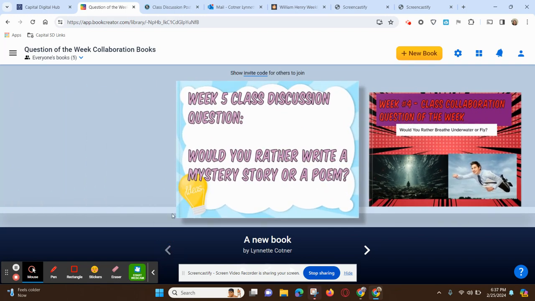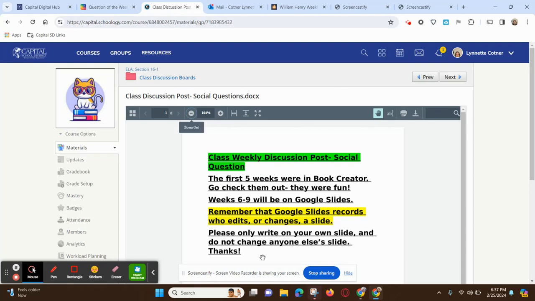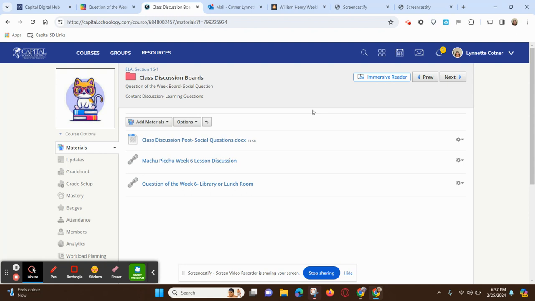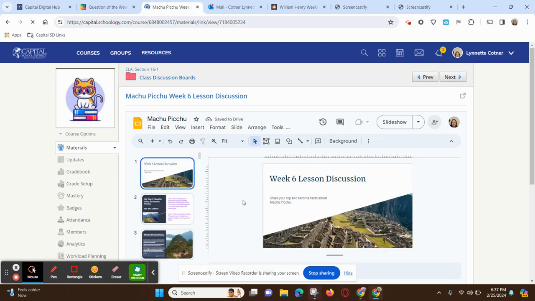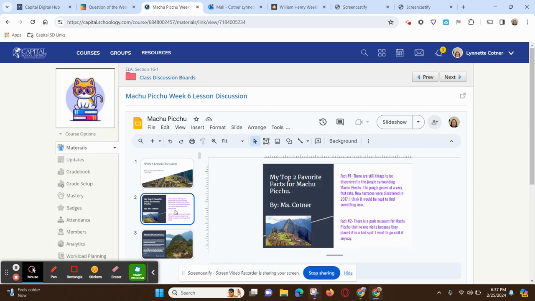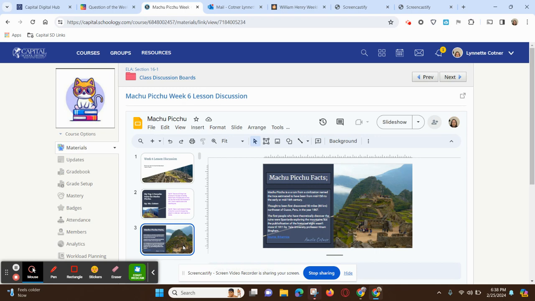And so now, as it says in our Schoology course, we will have 2 discussion boards, and they will both be on Google Slides. The first one is about Machu Picchu. That's what we've been focusing on with our lessons. So share your top 2 favorite facts about Machu Picchu. My answer is, of course, slide 2. And then my daughter's a senior, and she sometimes will write them letters or interact with them. They love seeing her picture, they love things that she does. So she has also collaborated with this.